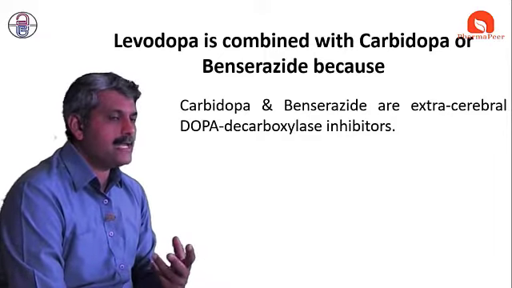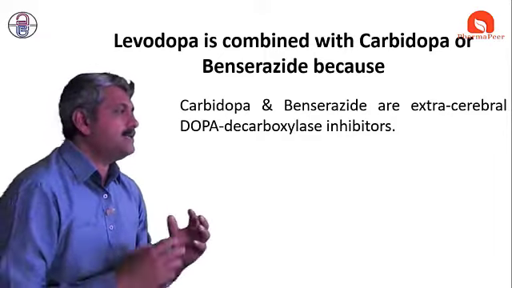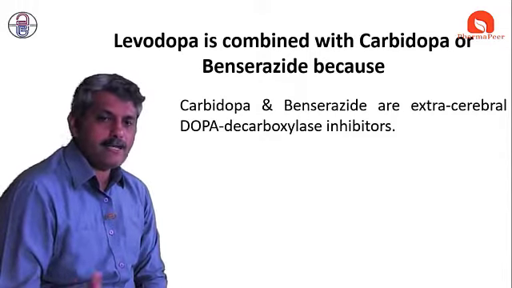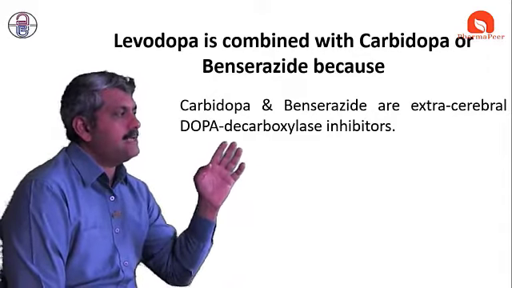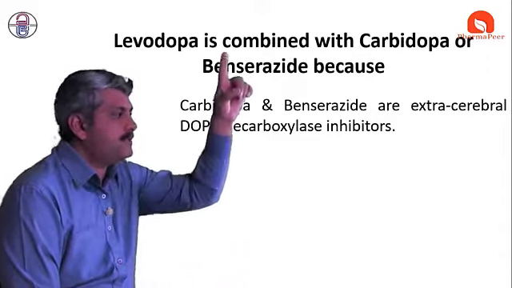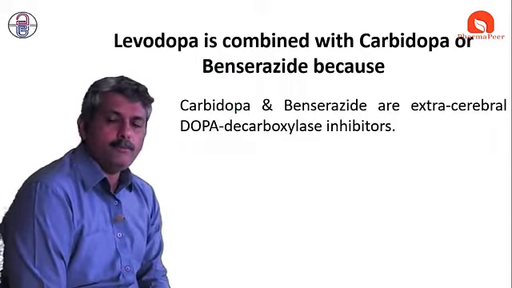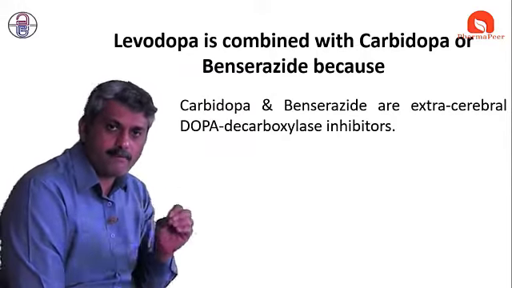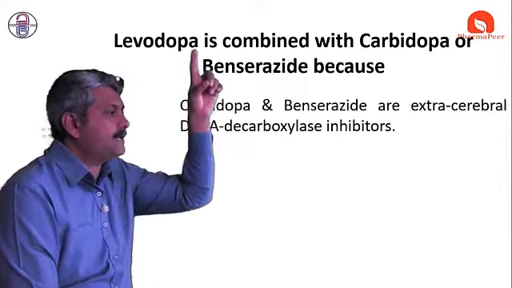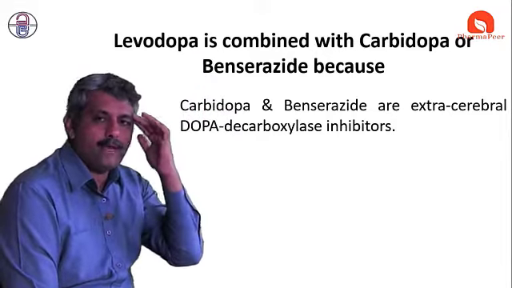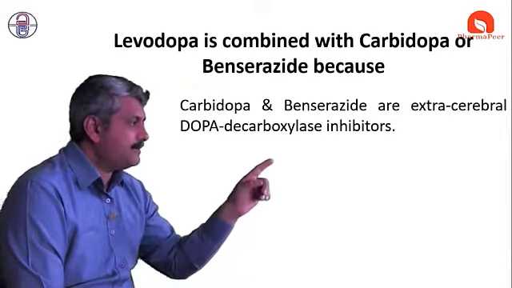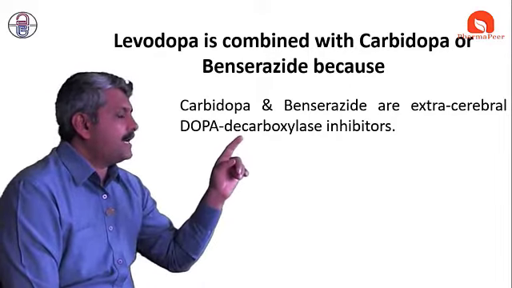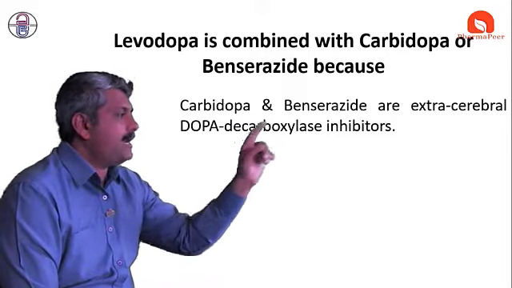What do you mean by extra? Extra is nothing but outside. Cerebral is in the brain. Outside the brain, there is a dopa decarboxylase enzyme, and this dopa decarboxylase enzyme is responsible for the metabolism of levodopa. Levodopa metabolism is necessary, but where it is needed, the levodopa should convert to dopamine only in the brain, only in the central area, not in the peripheral area, not in the extracerebral area. And this dopa decarboxylase is inhibited by carbidopa and benserazide.